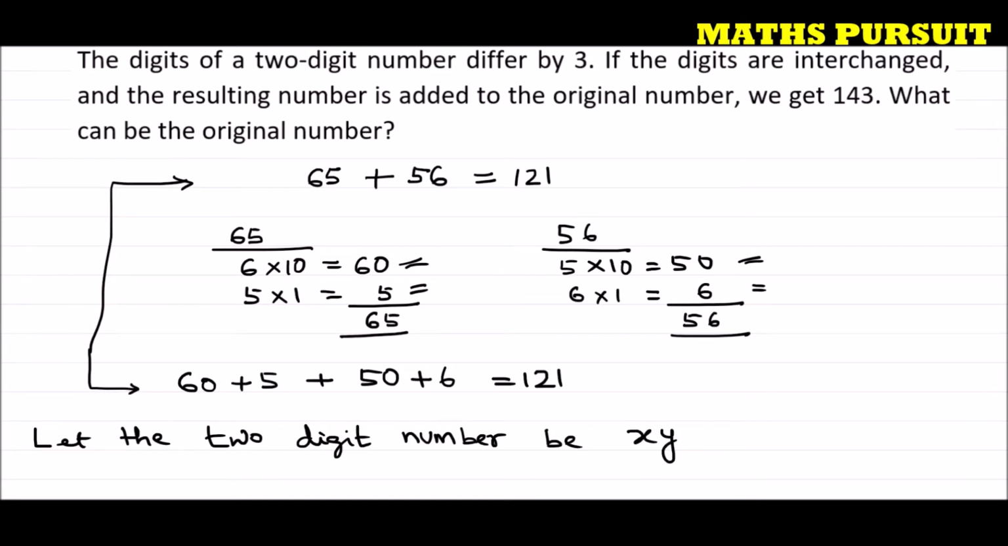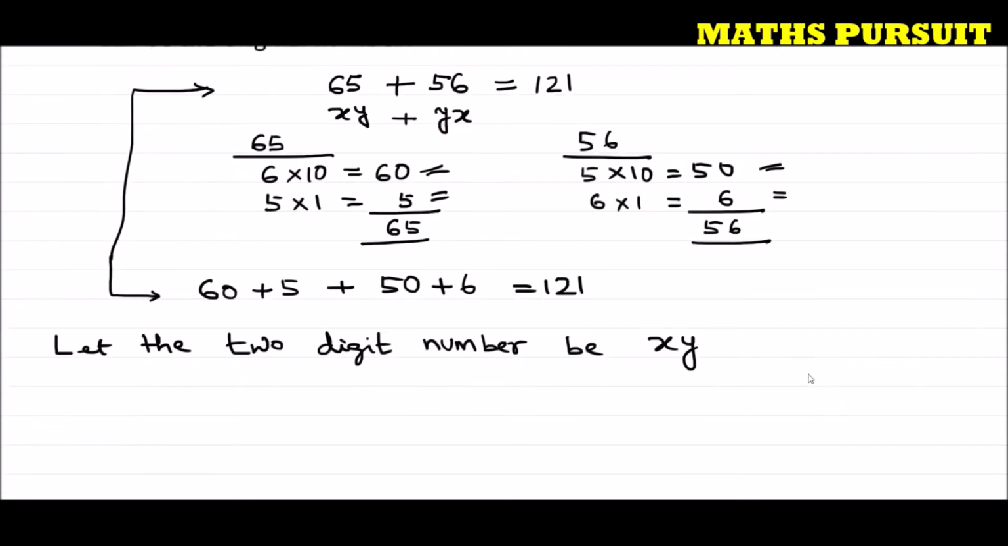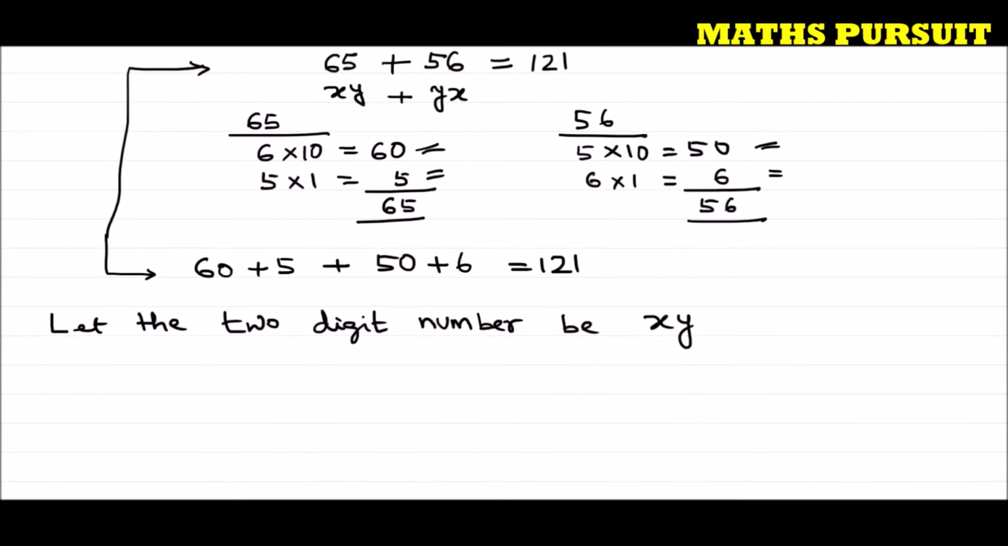Now for the time being, imagine here instead of 6 I am writing x, and instead of 5 I am writing y. Similarly, if I interchange the digits, my number will become yx. Now the question told us let the two-digit number be xy. Now if the digits are interchanged and the resulting number is added to the original number, we get 143. Let us write this part first.